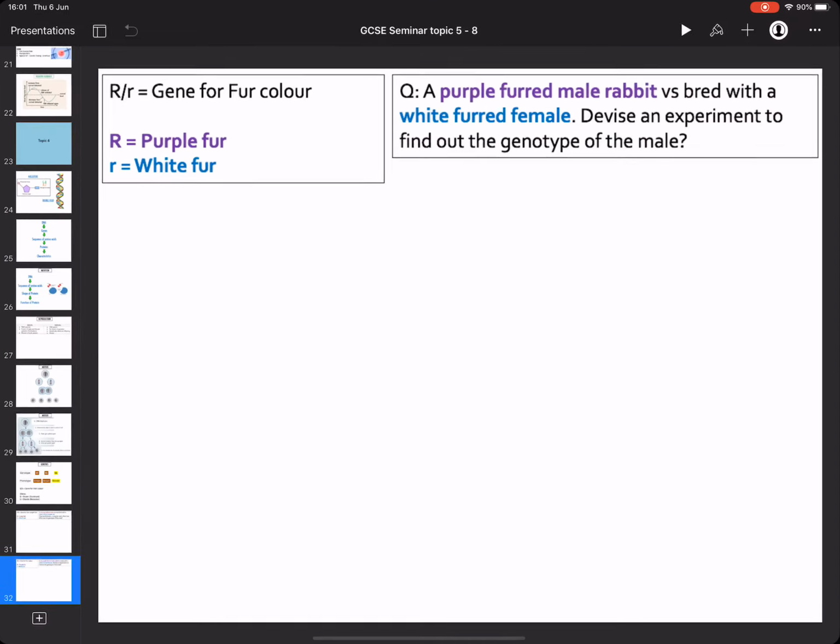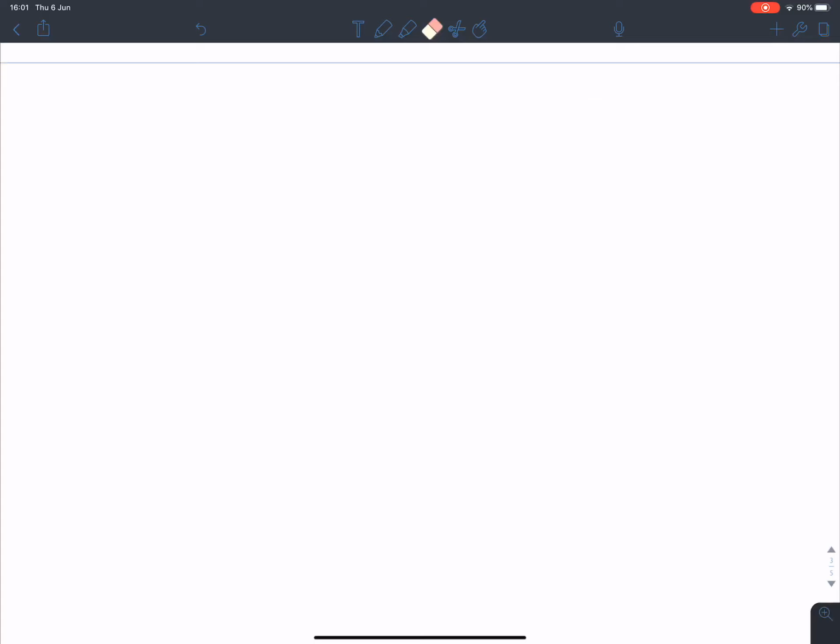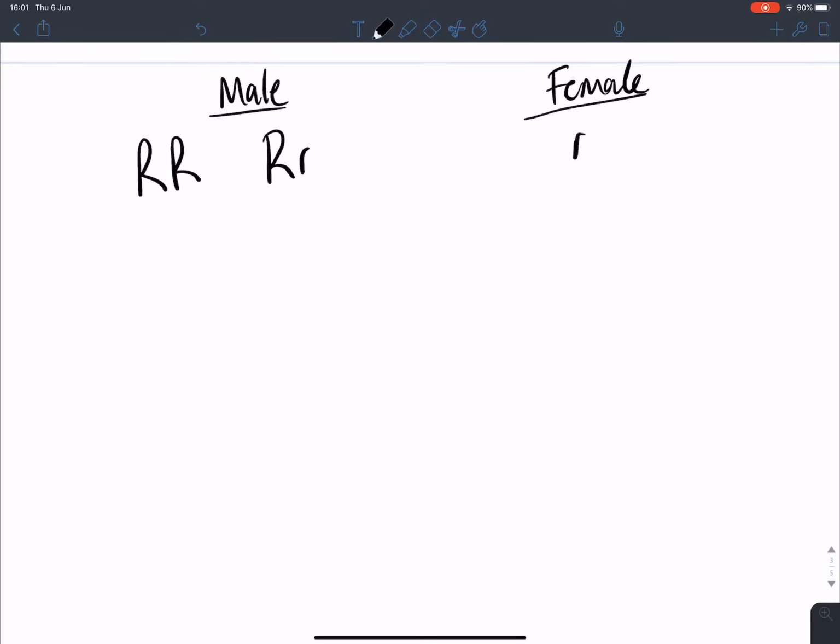Okay, let's have a look. So this time they haven't told us what the children look like, so I'm going to rub this out. So we know the male was purple. So again, he could have been big R, big R, or big R, little r. And the female had white hair, so the female is definitely going to be little r. So what experiment could we do to find out what the male was?